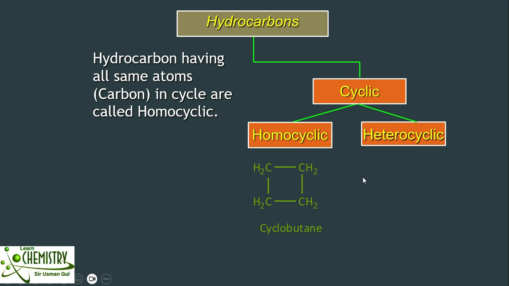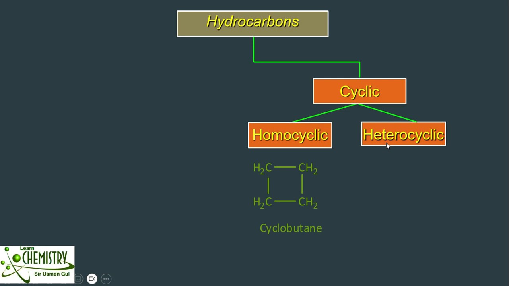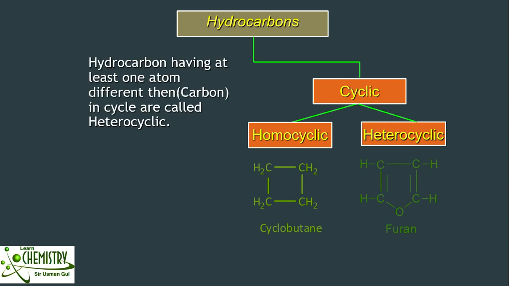Another thing, when we talk about the heterocyclics, if you remember, hetero means different. So what will be the heterocyclic? Hydrocarbons having at least one atom different than carbon in the cycle are called heterocyclic. Now you can see this one is carbon, carbon, carbon, and then we have a different atom, oxygen, in the cycle, so this will be a heterocyclic hydrocarbon.